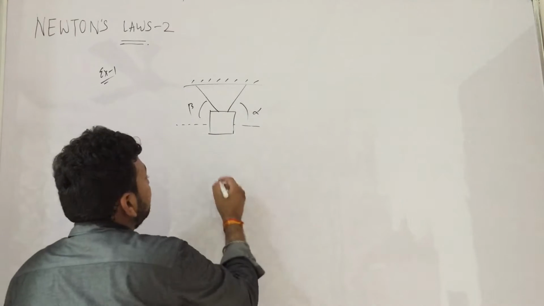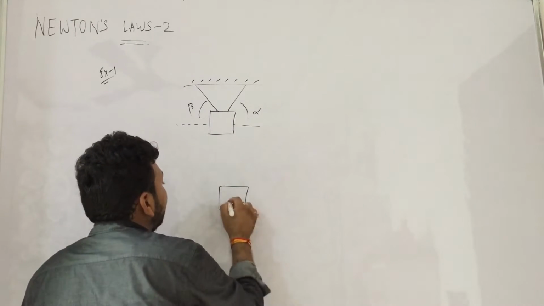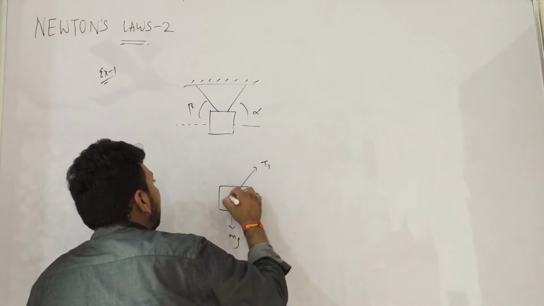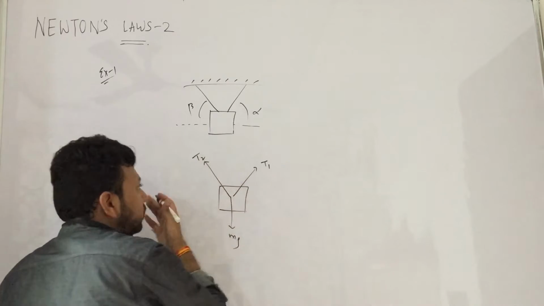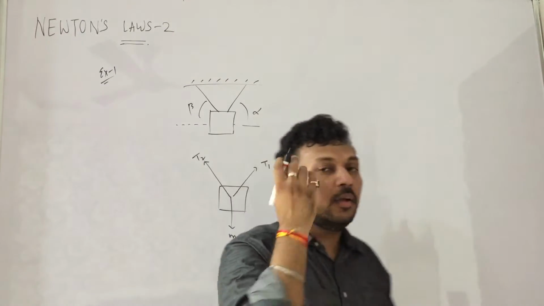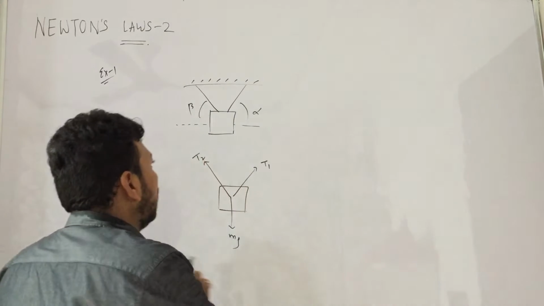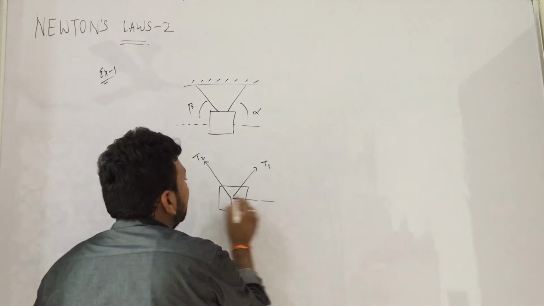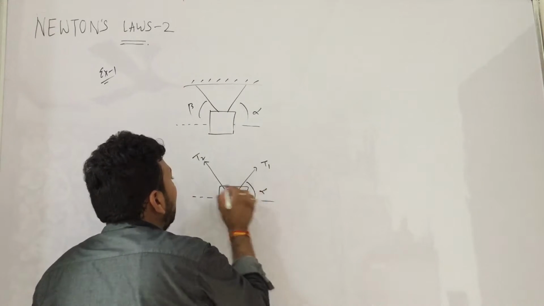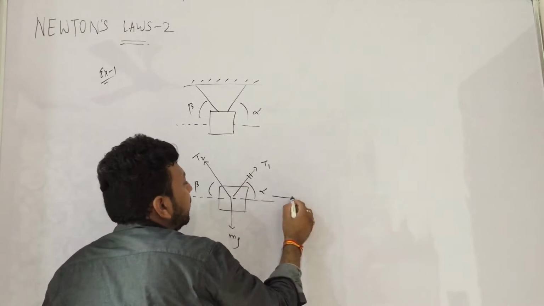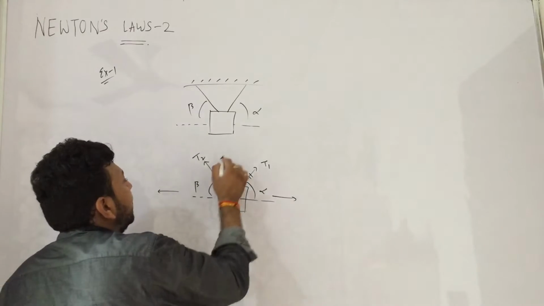So let us draw the FBD. mg, T1 and T2. There is no normal reaction. mg is downwards, we have discussed this in the last class. And tension is along the string, away from the body. So we draw alpha and beta and we will resolve the vectors. This we have already studied in the vectors chapter.